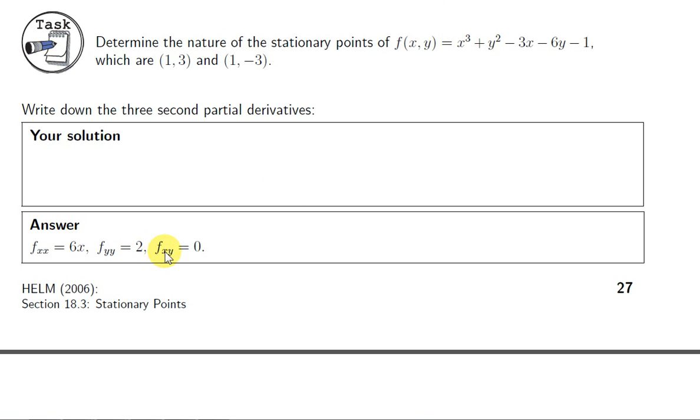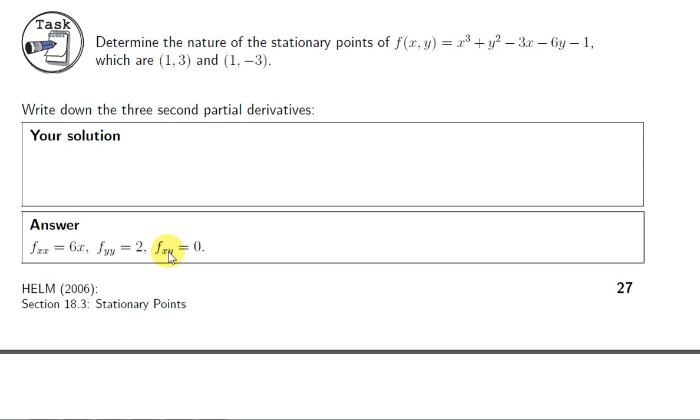Now, what about f sub xy? Actually, sorry, we need to differentiate f sub y with respect to x. Well, we saw that f sub y is 2y minus 6. If you differentiate 2y minus 6 with respect to x, we get 0.